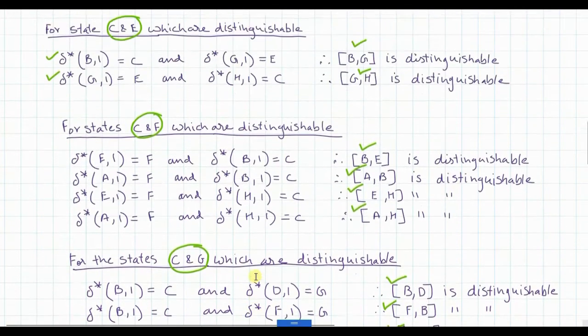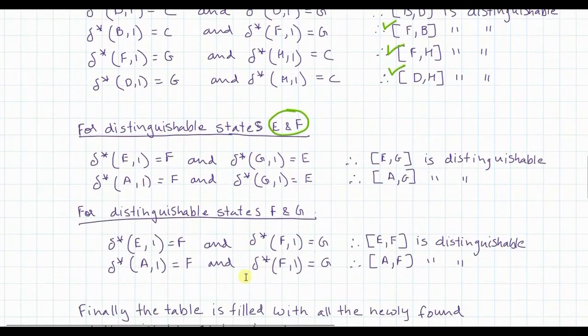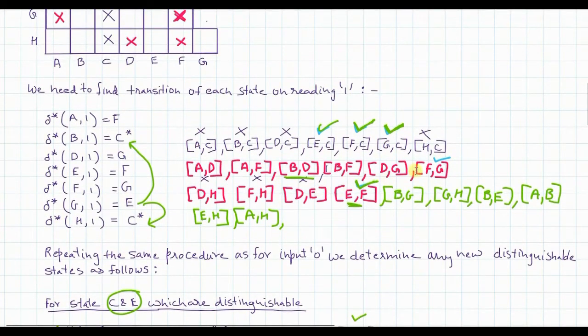Okay. Next, we are going to see for the distinguishable states combination, that is E and F. Okay. So when I say E comma F, it is this one. Okay, it is this one. So let's check for E and F. Okay, now we have only two possibilities here, that is E on 1 gives you F, G on 1 gives you E, and since E and F are already found to be distinguishable, I can say E and G is distinguishable. So that's how I get a new pair, E comma G. So check whether E comma G is already present or G comma E is already present.